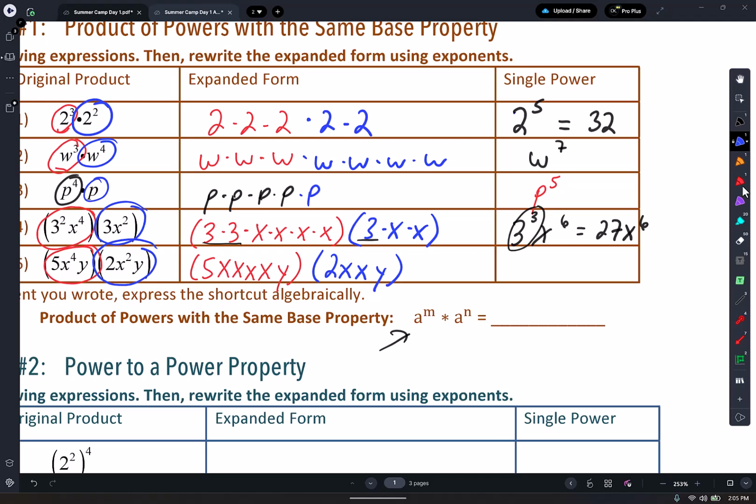What is 5 times 2? So I'm going to put 10 right here. How many x's do you count? 6. So I'm going to put x to the 6. How many y's do you count? So I'll put y squared.